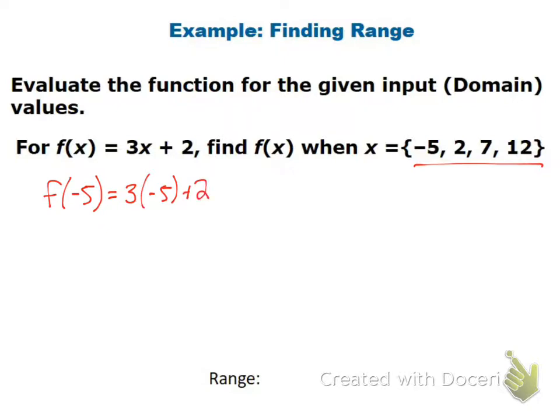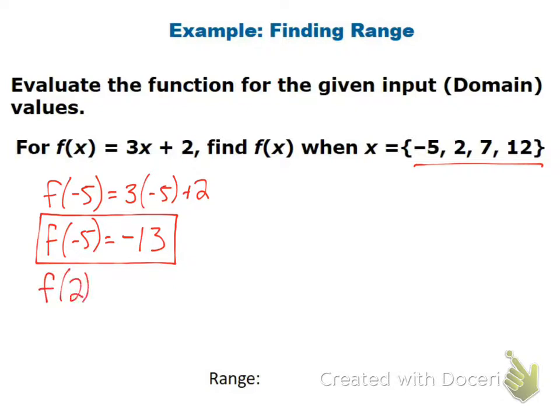And then what I want to do is go ahead and actually do that calculation. So I do 3 times negative 5 plus 2, and that gets me negative 13. And that should be the way that our final answer looks. f of negative 5 is equal to negative 13. You don't have to solve for f or anything. That's my final answer.